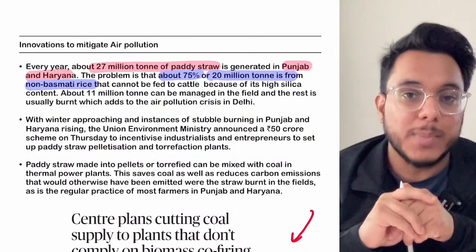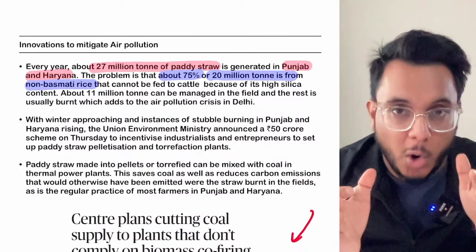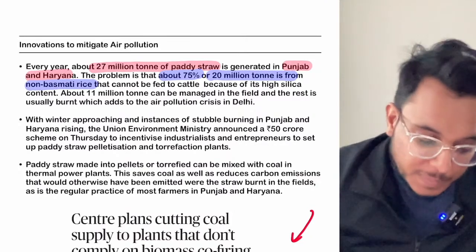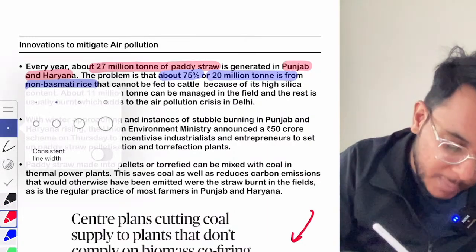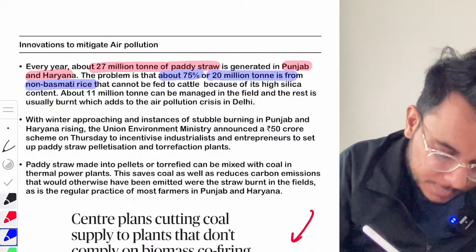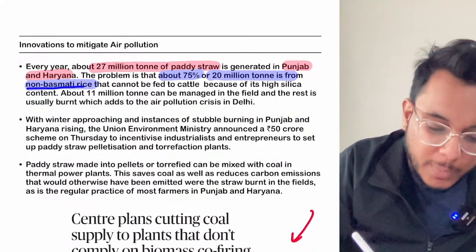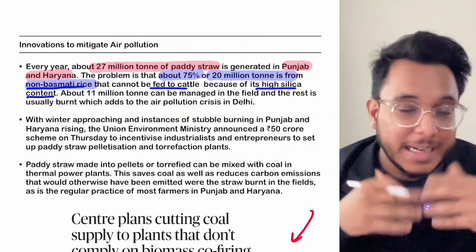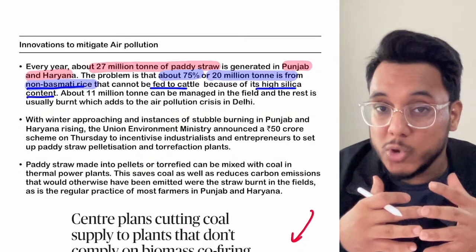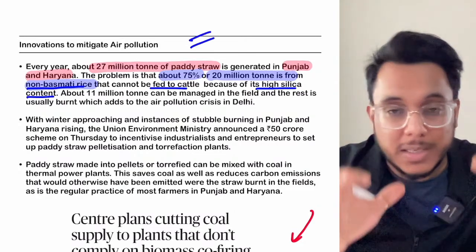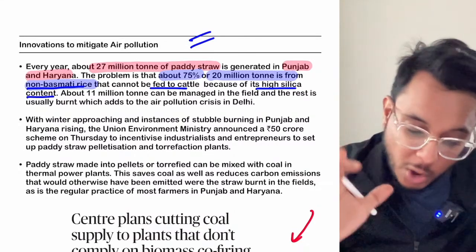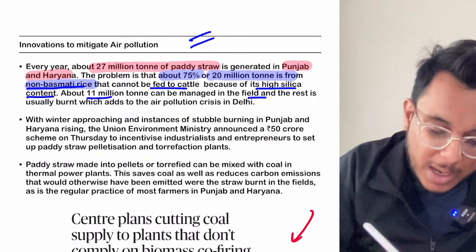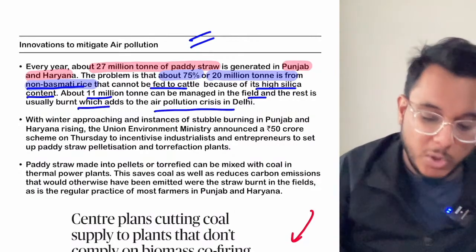See this paddy straw, it can be used as animal fodder. Animals can eat that. But when we talk about non-basmati rice, it cannot be fed to cattle. Why? Because of its high silica content. High silica content cannot be given to the animals. So what is the solution? The solution is that the farmers simply burn the 75% of paddy straw that is there. Now guys, around 11 million tonnes can be managed in the fields, but the rest is usually burnt, which leads to the air pollution crisis.